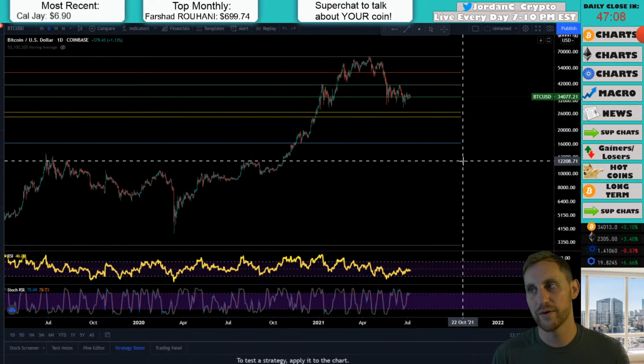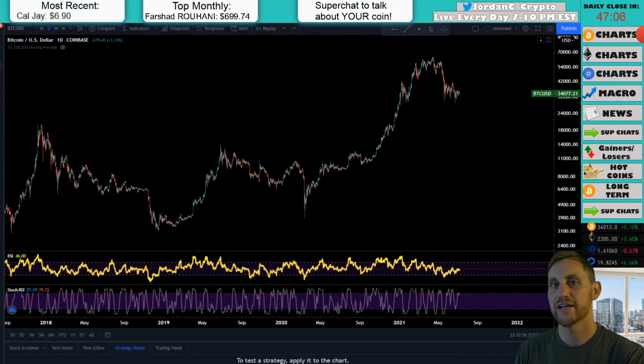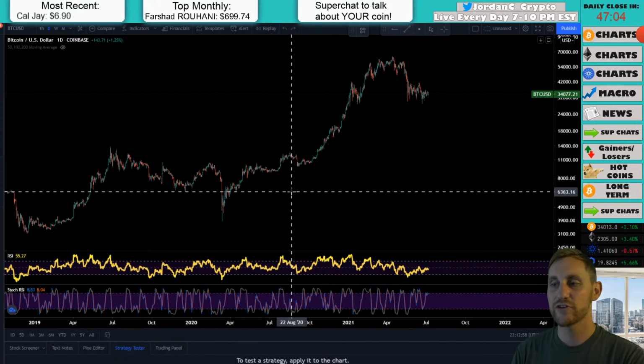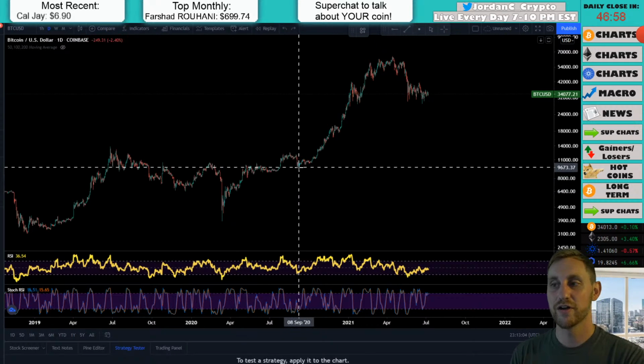Now, what I've seen people talk about on the Fibonacci is if you take your low from the Fibonacci and you take it from where you actually think the bull market started, right?